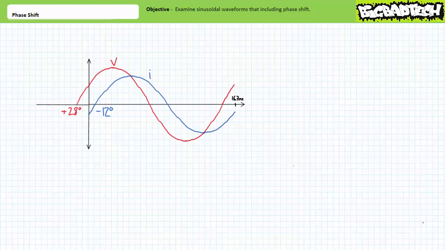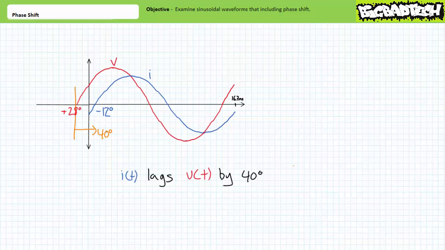What's the relationship of current with respect to voltage? Does it lead or does it lag, and by how much? Don't make this hard. Too often, students make this unnecessarily complicated. Just look at the picture. Figure it out. Which one is in front of the other, and by how much?